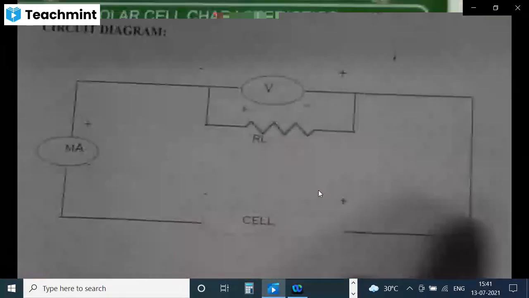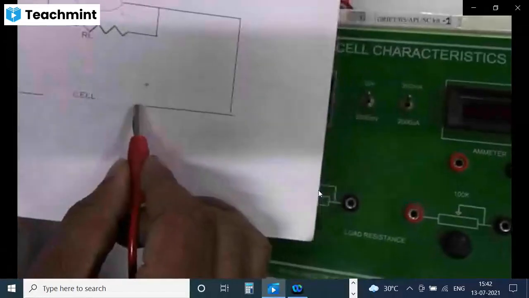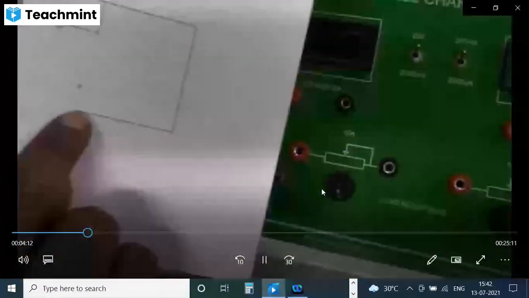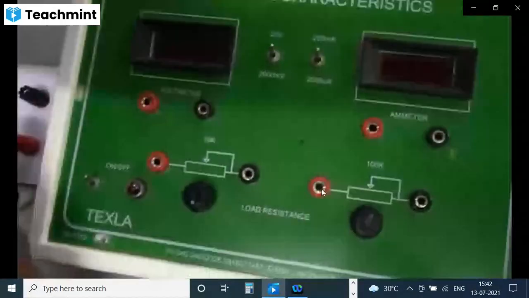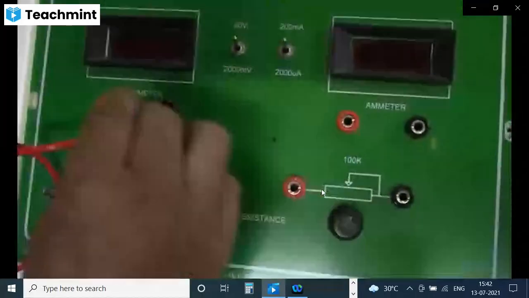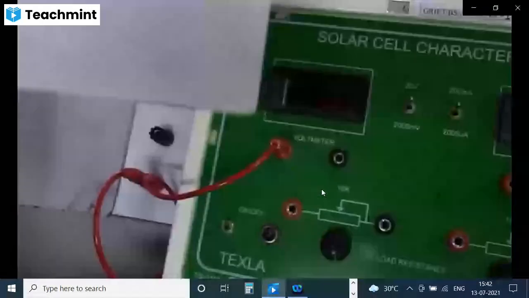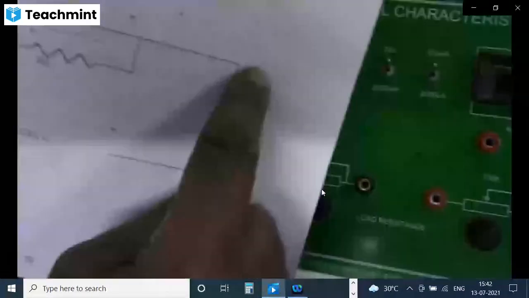First, let us start from the solar cell positive terminal. This is the actual solar cell positive terminal. Here there is a connection from the solar cell positive terminal to the voltmeter positive terminal. The other end of this wire goes to the voltmeter positive terminal. Here you can see, students, cell positive to voltmeter positive. I connected a wire. Here a line means a wire.